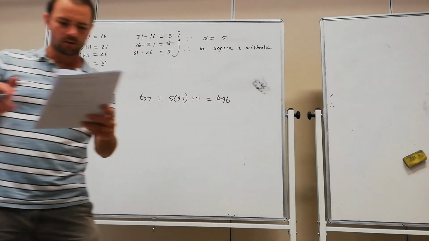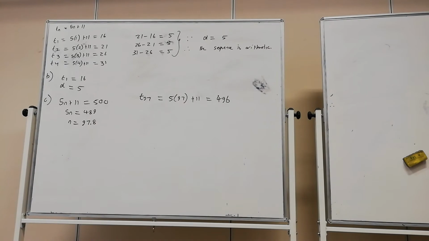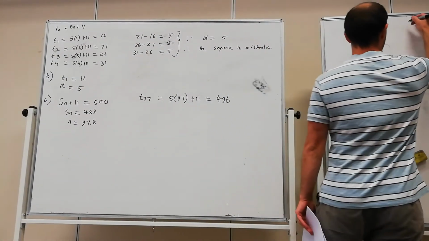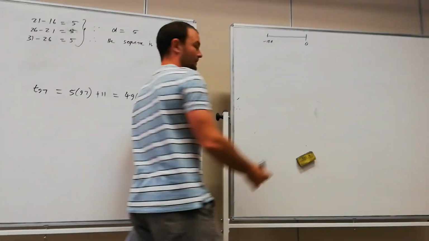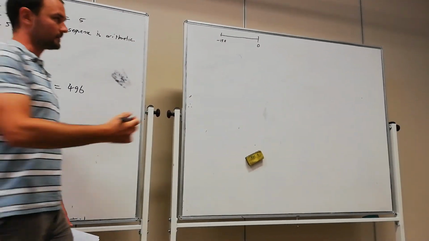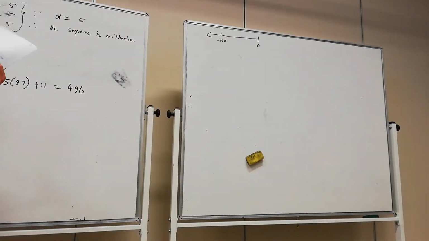For what values of n are the terms in the sequence less than minus 150? So, just in terms of number line, okay, here's 0, here's minus 150. If it's less than minus 150, it means it's this side of minus 150. Okay, so it's more negative. That's what we mean when we say less than.